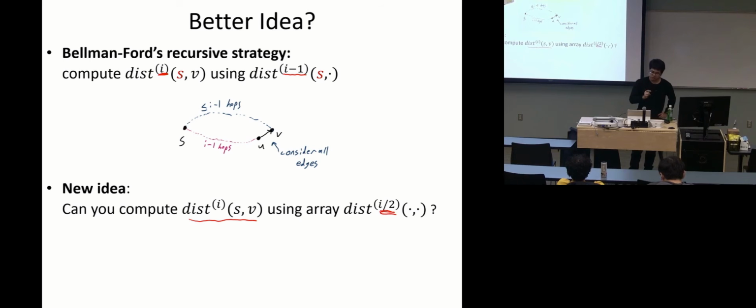I'll let you spend 2 minutes to try to come up with the recursive equation that computes i-bounded hop distance based on i/2 bounded hop distance. And suppose that you have computed i/2 bounded hop distance for all pairs already.